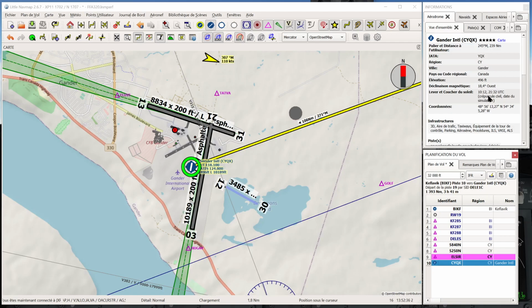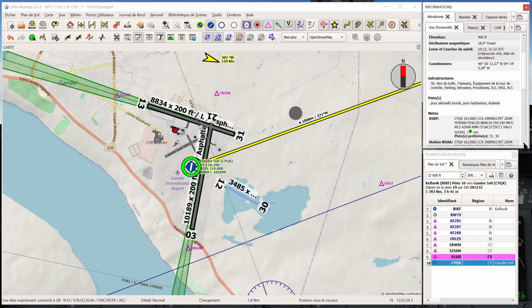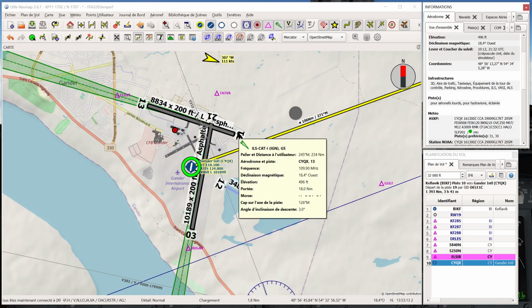The weather: 290 at 9, gusting 17. Would be sporty. 290 at 9. And the altimeter, not the QNH anymore, is 3009. So we could go for runway 31 or 30. No, 30 is very, very small, so it would be runway 31.